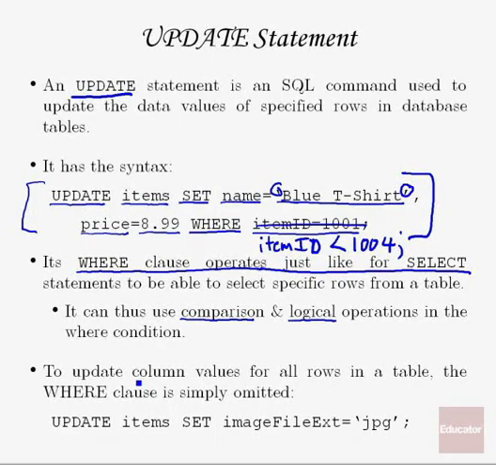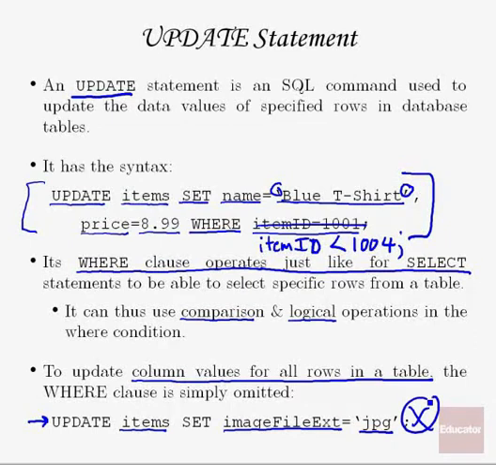If you want to update column values for all of the rows in a table, for example, let's say we've switched over our website, so all of our item image files now have the JPEG extension. Well, you could run this update statement here, and you just leave out the WHERE clause. So this is going to update all of the rows in items, and set the column value image file extension for each row equal to the string JPG. And you notice that there's no WHERE clause here, and what that's going to do is basically make that update statement apply to all the rows in the table.